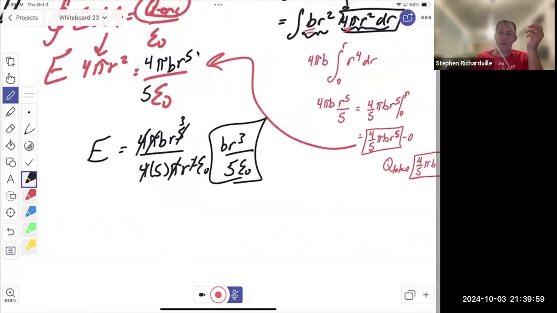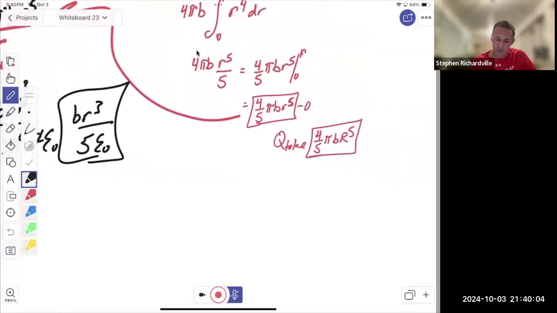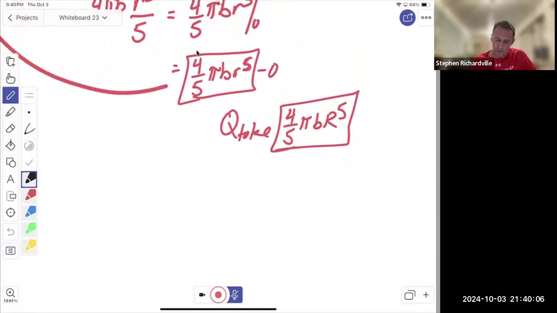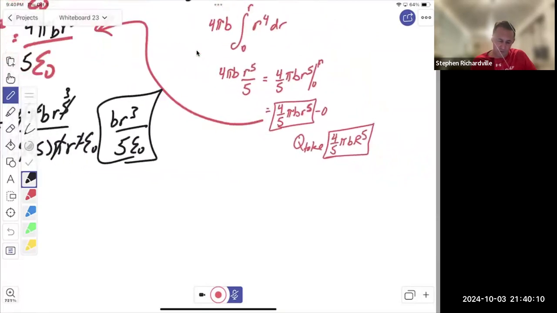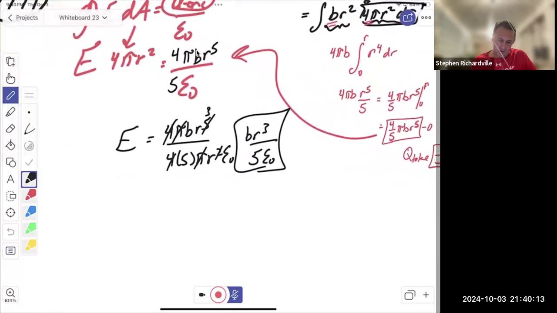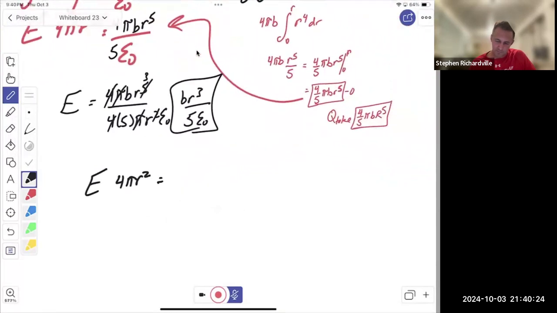Now, if I want to know what it is outside of that sphere, then what I would do is simply plug in big R over here. And when I plug in big R over here, I can go ahead and say, well, what would be the field outside? E times 4 pi R squared equals 4/5 pi b R to the fifth over epsilon naught.